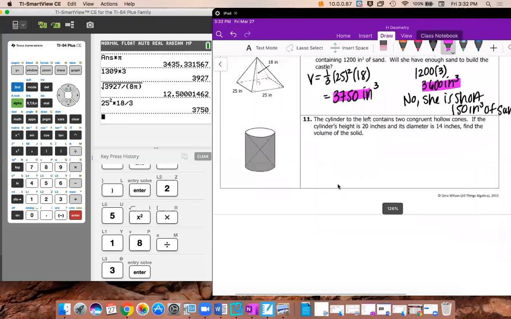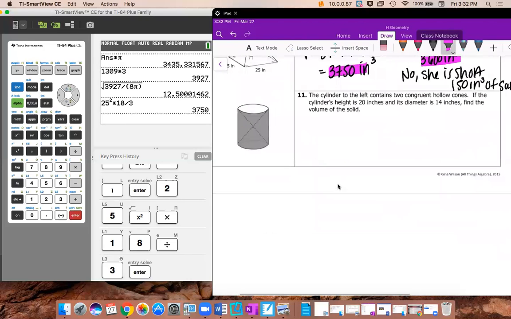Okay, last problem. It says the cylinder to the left contains 2 congruent hollow cones. So it has these 2 cones. It does say that they're congruent, so it means they're the same, and that they're hollow, so they don't have any volume in them. If the cylinder's height is 20 inches, so the height over here is 20 inches, and the diameter is 14, find the volume of the solid.